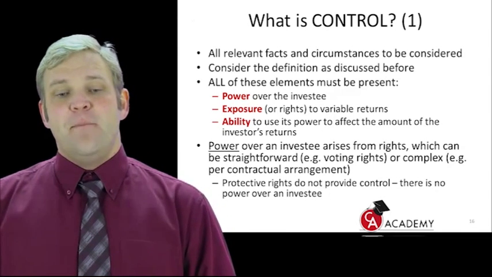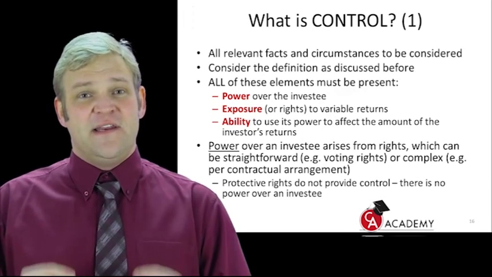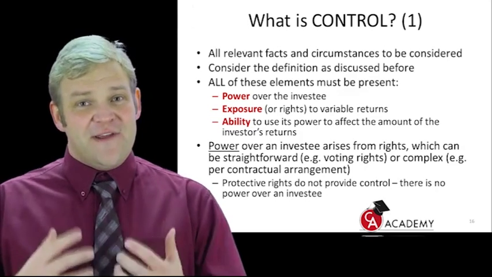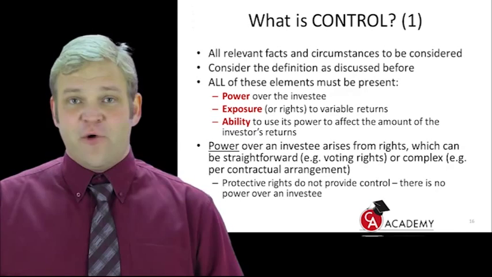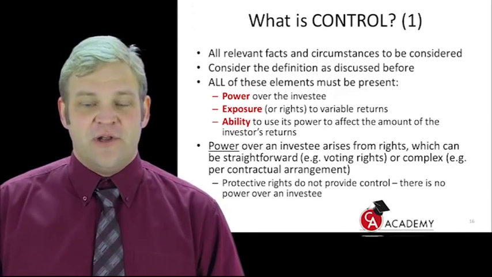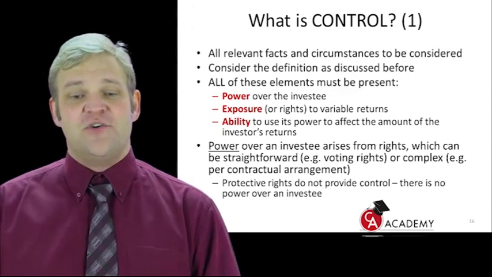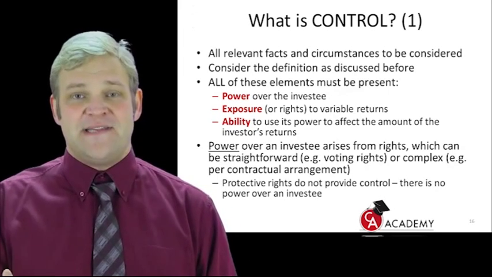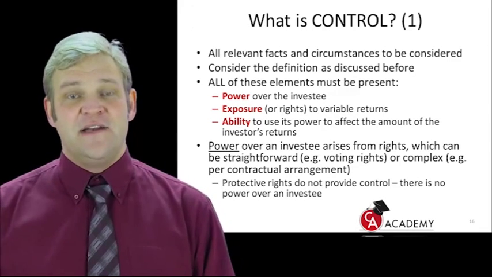Let's have a look here. Power over an investee arises from rights. So what is a right? It gives you the right, the ability to do something. Do you agree? So whatever gives you that right is a power instrument, all right? Which can be straightforward, for example, voting rights, or more complex, for example, per contractual arrangement or agreement. Protective rights, we've spoken about, they do not provide control because there's no power over the investee, because that right or ability is subject to certain circumstances and therefore not unconditional.